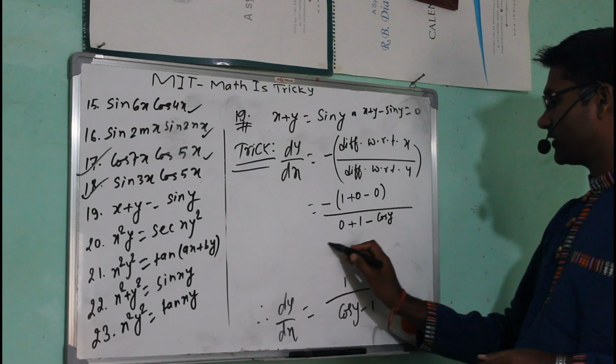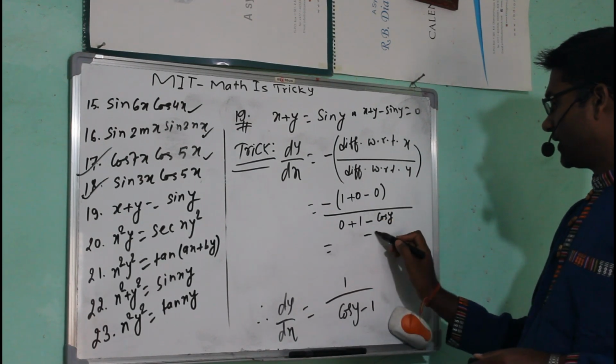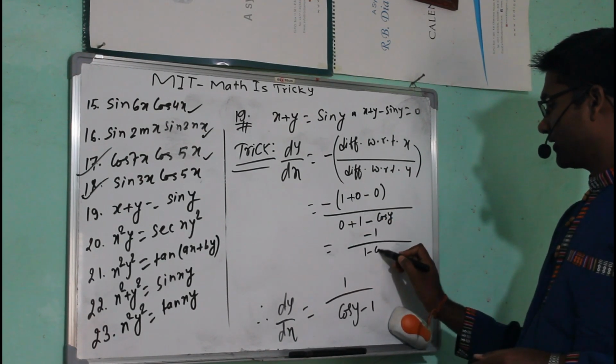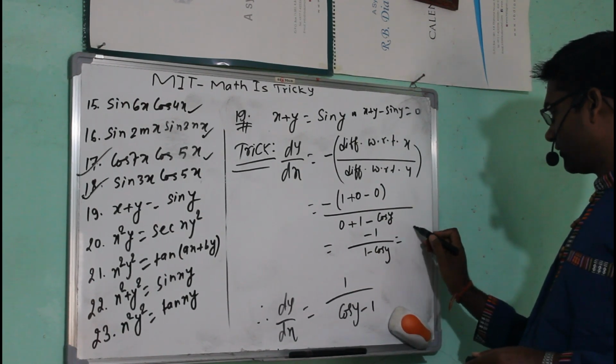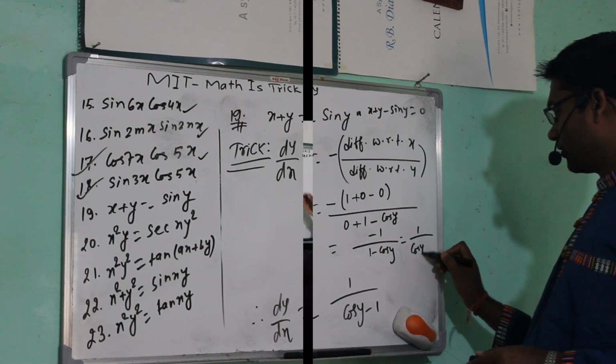If we simplify this, let's check what we are getting here: minus 1 by (1 minus cos y), and if you take minus common and simplify, you'll get 1 by (cos y minus 1).